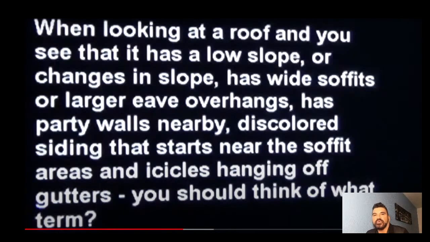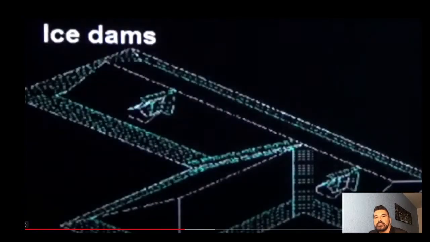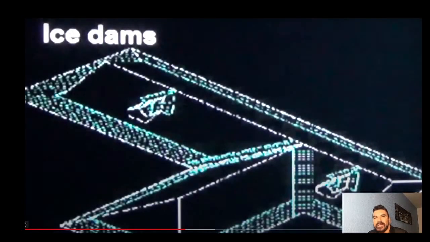So when looking at a roof and you see that it has a low slope or changes in slope, has wide soffits or larger eave overhangs, if it has party walls nearby, discolored siding that starts near the soffit areas, and icicles hanging off the gutters, what's the term that you need to think of that we covered last week? Ice damming or ice dams is correct.